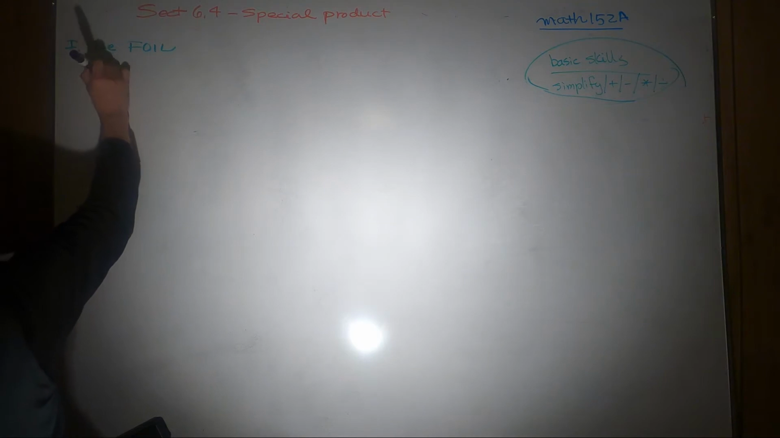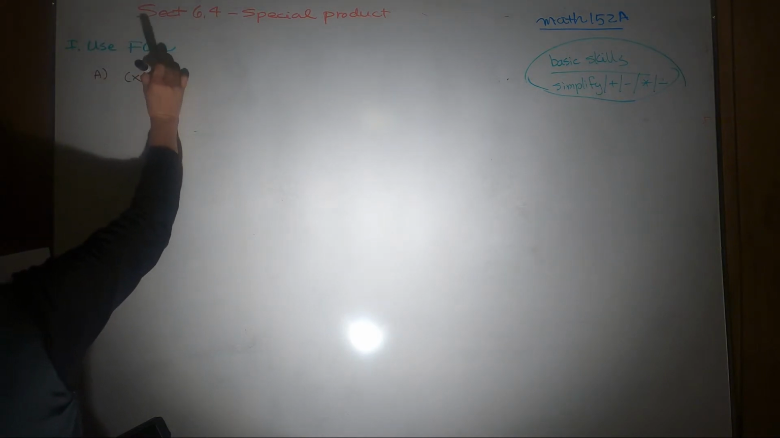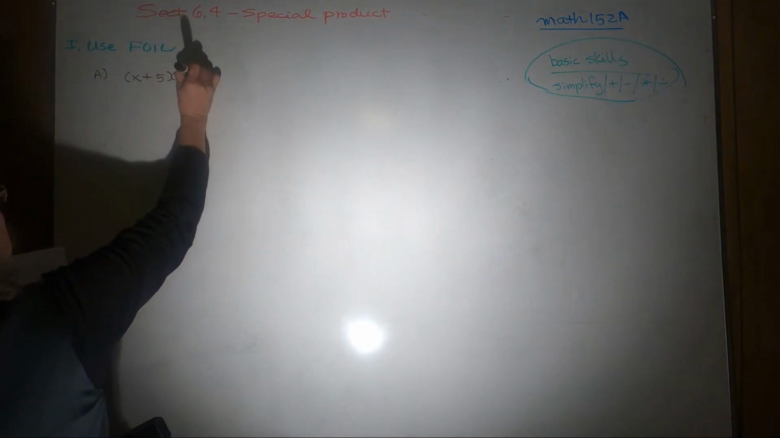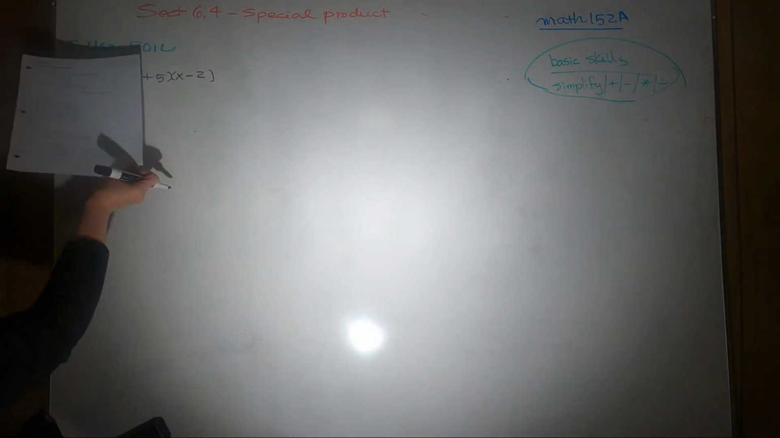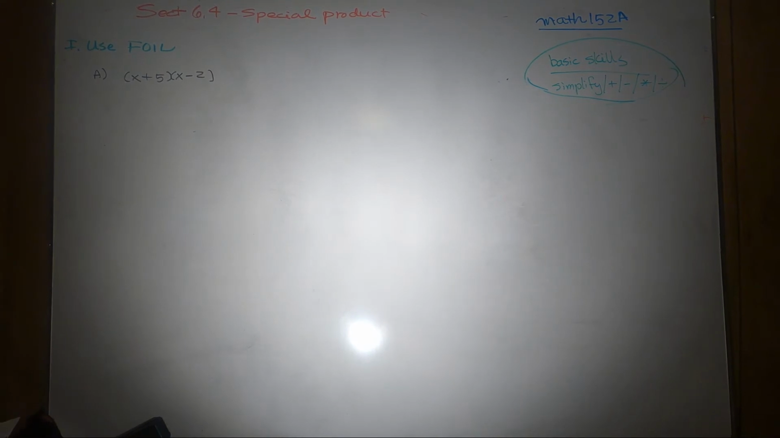If we have x plus 5 times x minus 2, how many terms do we have? 2 terms here, 2 terms here. 2 times 2, 4 terms at the beginning. Then you will end up with what? 3 terms a lot of the time.